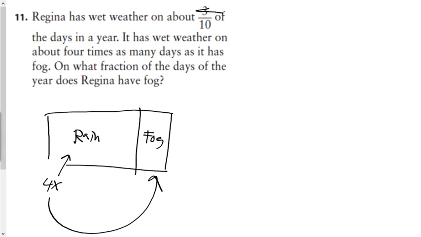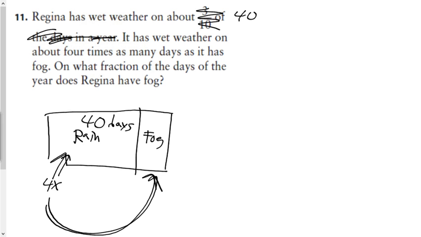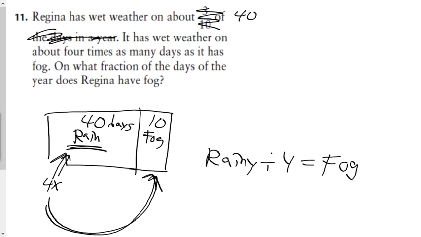So instead of saying 3/10 of the days of a year, if I ignore that and say, let's say 40 days. So if this is 40 days, and this is 4 times as much as this, then we know that the number of fog days would have to be 10, right? Does that make sense? Or we would take the number of rainy days and divide it by 4 to get the foggy days.